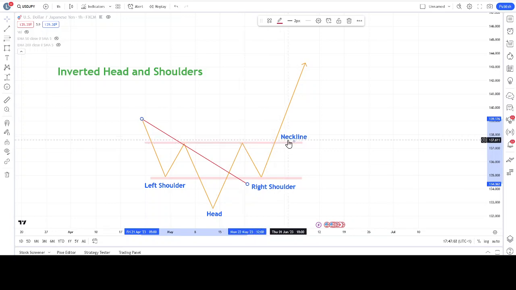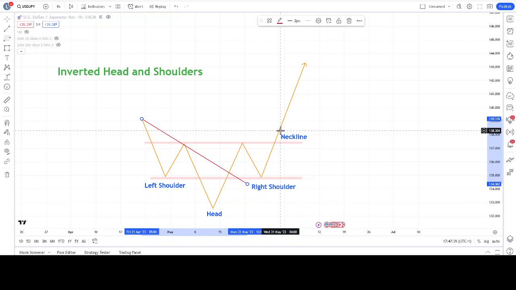But there are many sellers, or there is a lot of supply at this zone, so the price is again pushed down. The price takes support at the shoulder level here. So you can see the left shoulder here. So the price is supporting at the shoulder level, and then it gives a breakout. Once the price gives breakout above the neckline, that is where the pattern is complete, and this is where you can enter a trade.